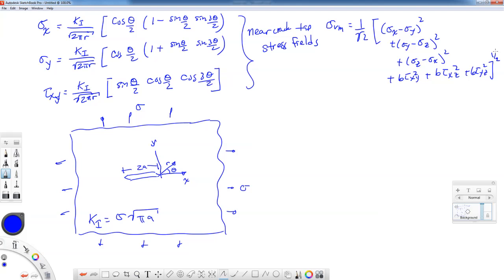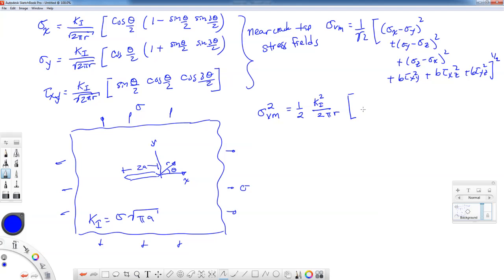Now, for plane stress, which is the state of stress that we have for a thin plate, this center crack thin plate, a lot of these terms go away. Sigma z goes away, tau xz and tau yz go away. And if you notice, the K1 over square root of 2 pi r is common to all of these. So we're going to rewrite this as sigma von Mises squared. I'm going to square both sides. It's equal to 1 over 2, K1 squared over 2 pi r.